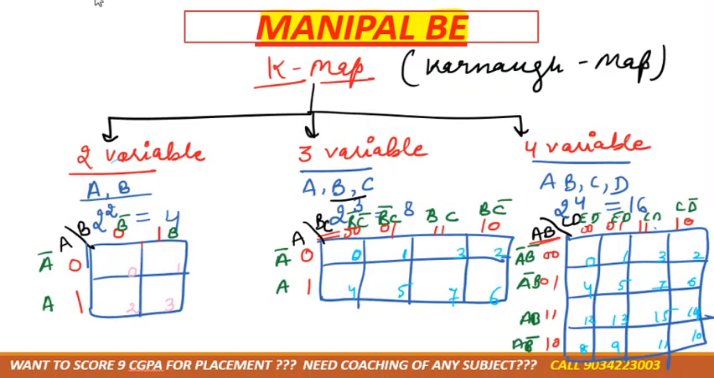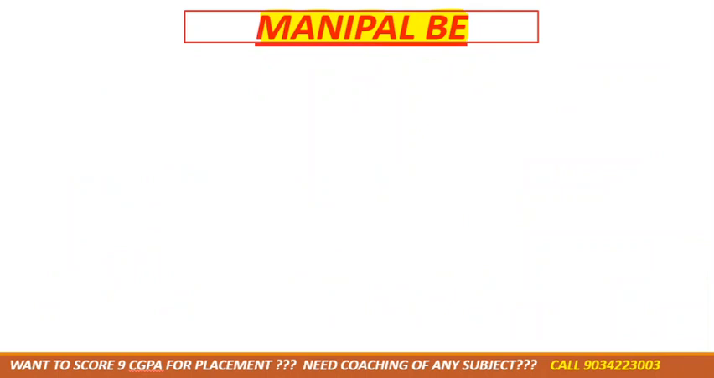Next, in your syllabus you don't have the 2 variable K map, you don't have the 3 variable, but they can ask, and maximum time they'll ask you the 4 variable K map. Okay, now see, next we need to learn about the pairing. Okay, how can we do the pairing?